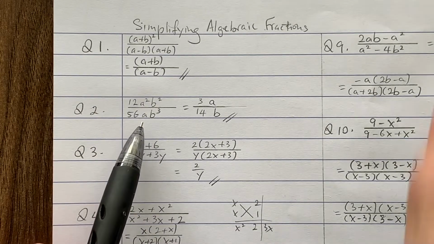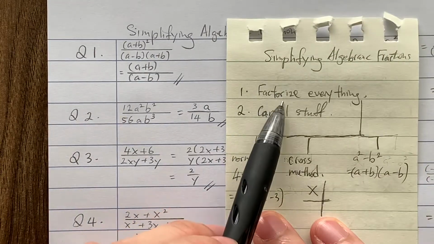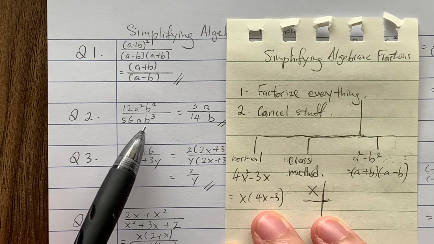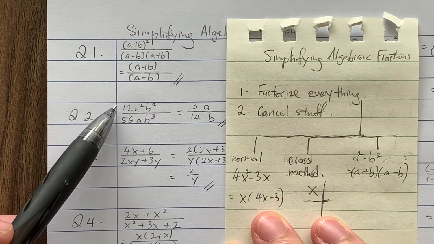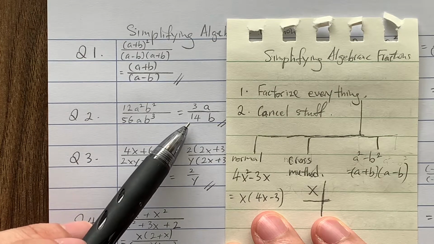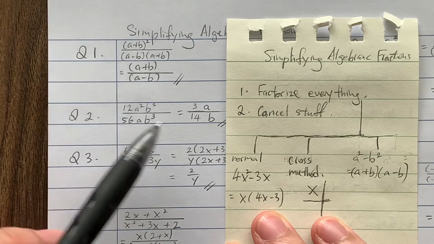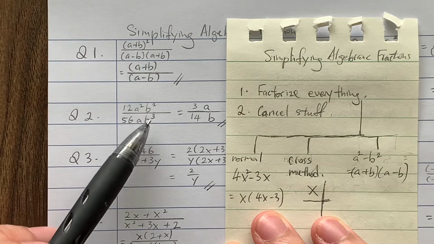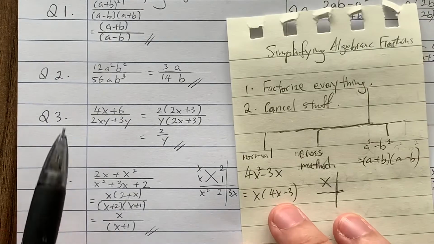Next one, you can see that this one, based on our plan here, factorize everything. This is already factorized because everything is times. So there's actually nothing to factorize anymore. So I'm just going to cancel stuff. So in this case, I pressed on my calculator 12 over 56. My calculator says 3 over 14. So I don't need to cancel myself. And of course, a square, a. So these 2 are going to cancel. Only left 1 on top. And b square, b cubed. If I cancel these 2, I'm going to have 1 left below. That's all. Okay, next one.